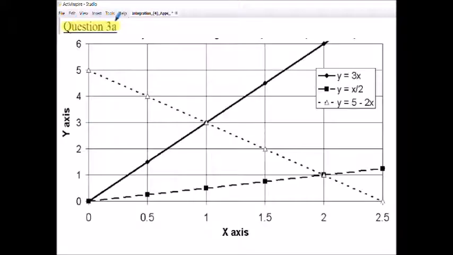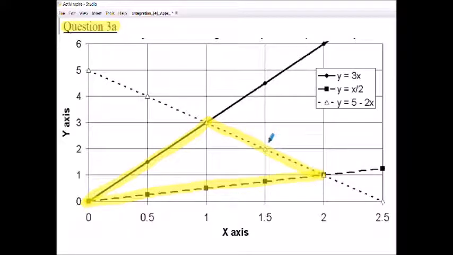Question 3a continued here. Here is the graph of the three lines now. If you weren't able to sketch them, of course you could plot them, but basically what the three lines are showing us is the enclosed area that we have to consider and find the area between these three lines. So we're looking for the area inside of this triangle shape here.